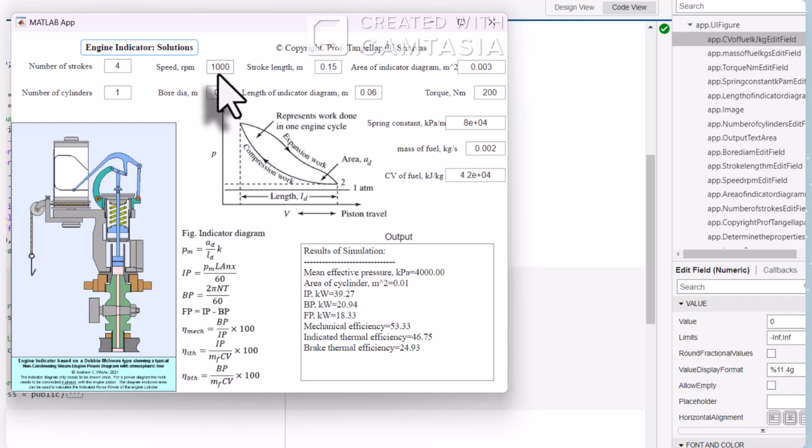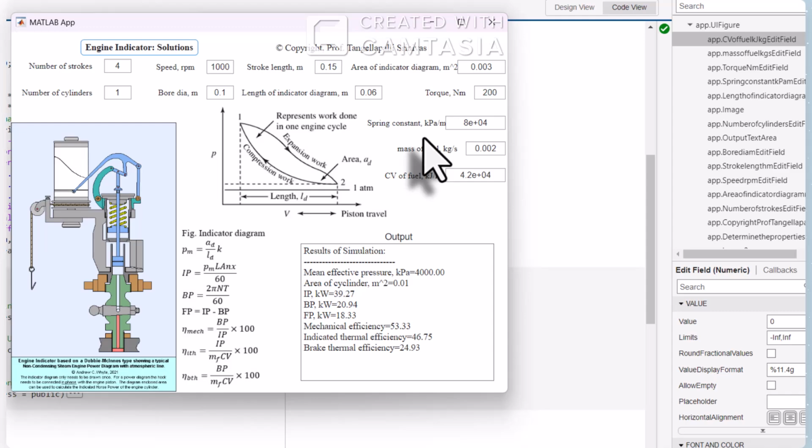The speed is supplied as 1000 rpm. Bore diameter is 0.1 meter. And stroke length is 0.15 meter. Length of the indicator diagram is 0.06 meter. And area of the indicator diagram in meter square is 0.003. And torque is 200 Newton meter.